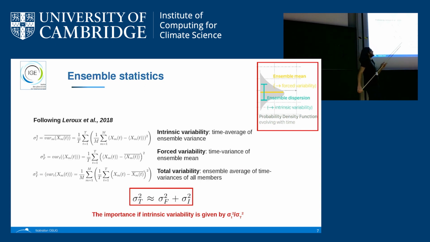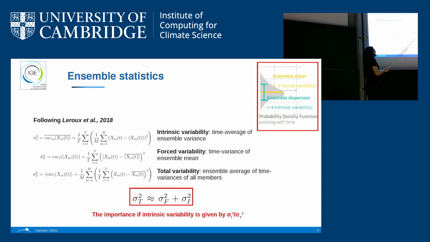So if I want to say things in the model world, I want to exploit the ensemble aspect of it. I put this box here as a reminder of the ensemble mean and the ensemble spread. The main point I want to talk about with this slide is that I can define an intrinsic variability, that's the time average of the ensemble spread, the ensemble variance here. So this is the intrinsic variability in the ensemble. The forced variability is the time variance of our ensemble mean. Like I mentioned, it's forced because it's what's common to all members.